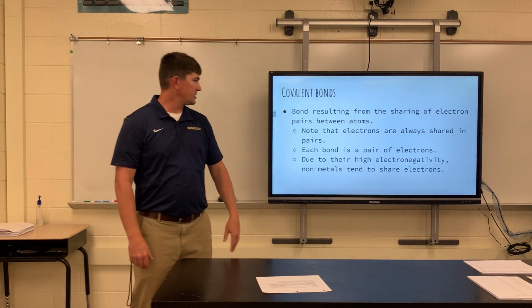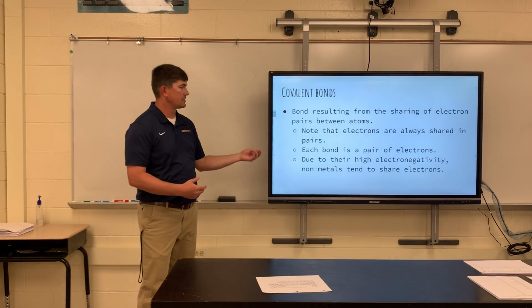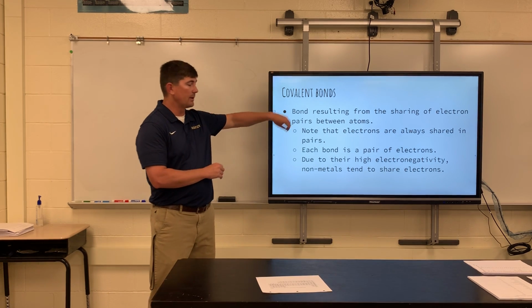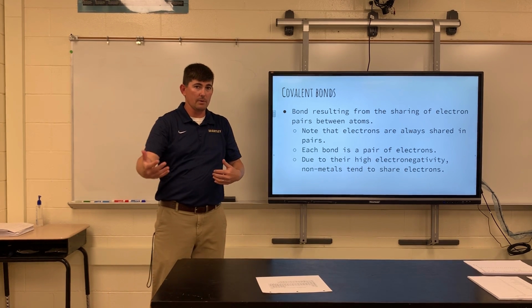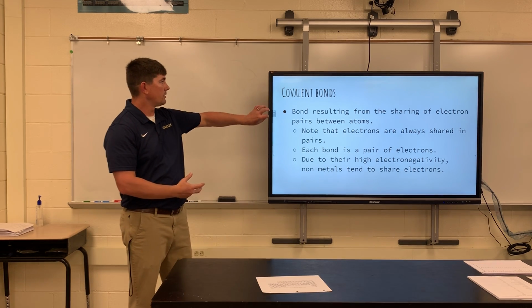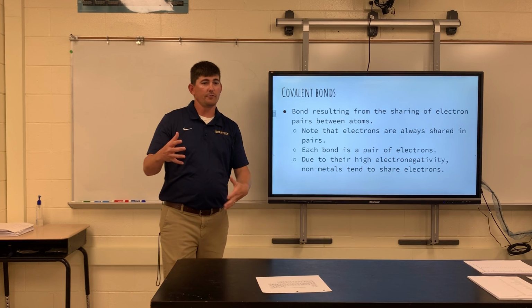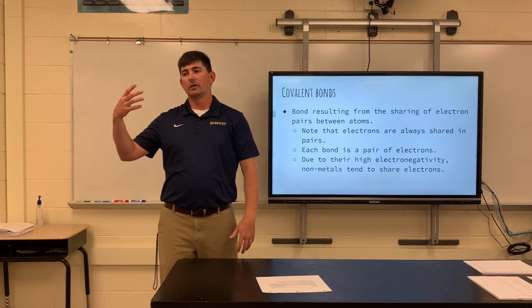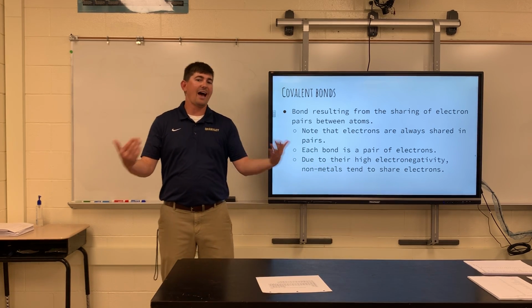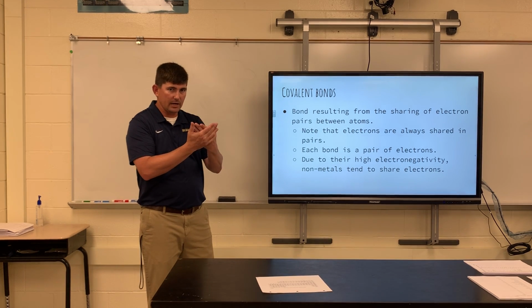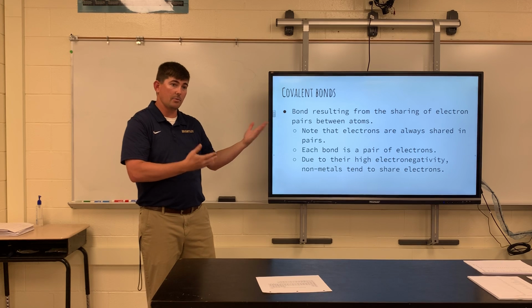And the reason they tend to share electrons would be because of the high electronegativity. This tends to happen with nonmetals. When nonmetals bond with other nonmetals, you tend to end up with the sharing of electrons, so you have a covalent bond. So if you have a metal bonding with a nonmetal, then you're probably going to have an ionic bond there, okay? But if you have 2 nonmetals bonding together, then you have a covalent bond, okay?